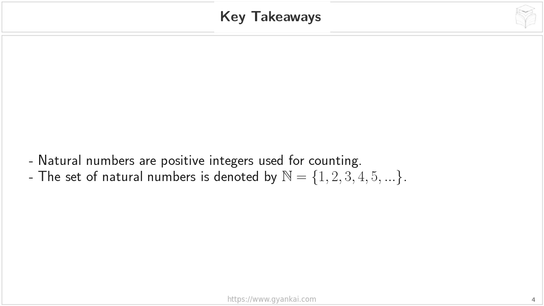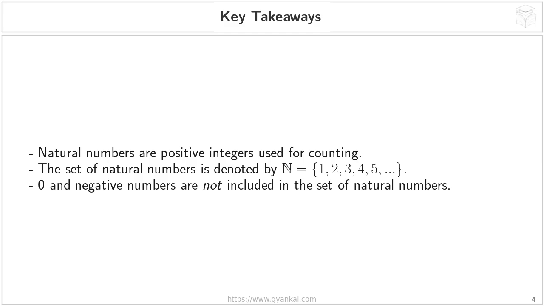Next, we represent the set of all natural numbers with a special symbol. It's written as a capital N with a double bar through it, we say N double bar, and is equal to the list of numbers starting from 1, 1, 2, 3, 4, 5, and it continues infinitely. We write it as 1, 2, 3, 4, 5, with an ellipsis, those 3 dots, to show that the pattern goes on forever.